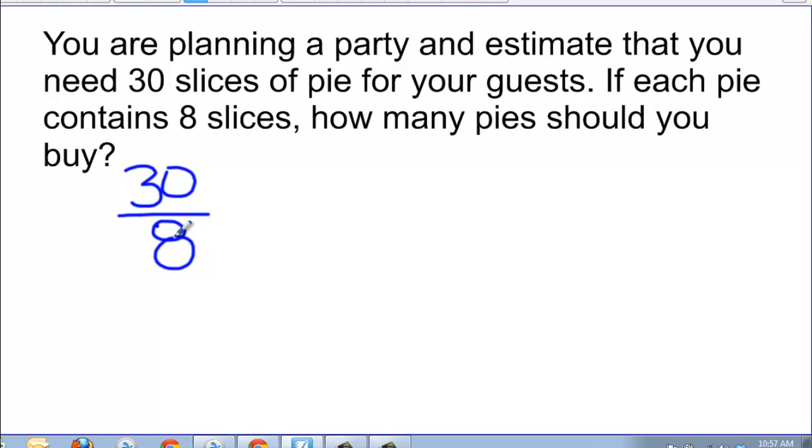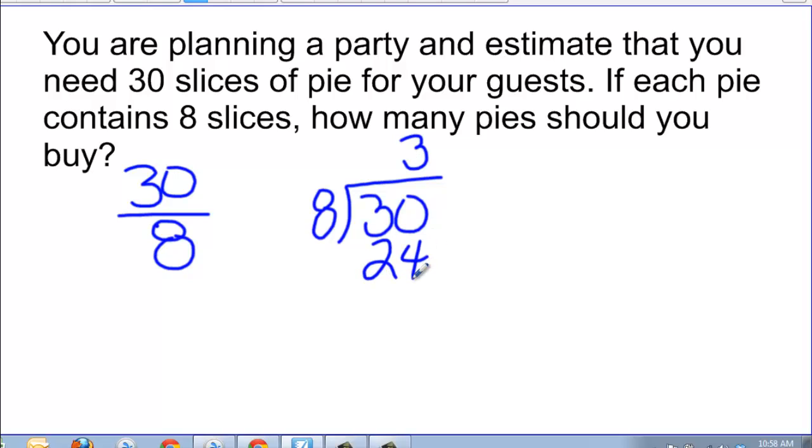If I want to figure out how many pies I need to buy, then I need to change this fraction 30/8 into a mixed number. And in order to do that, I'm going to ask myself, how many times does 8 divide into 30? So I'm actually going to take 30 and divide that by 8. So 8 goes into 30 3 times because 4 times 8 is 32. So that would be too much. So I'm going to do 3 times 8, which is 24. I'm going to subtract those two. 30 minus 24 is 6.